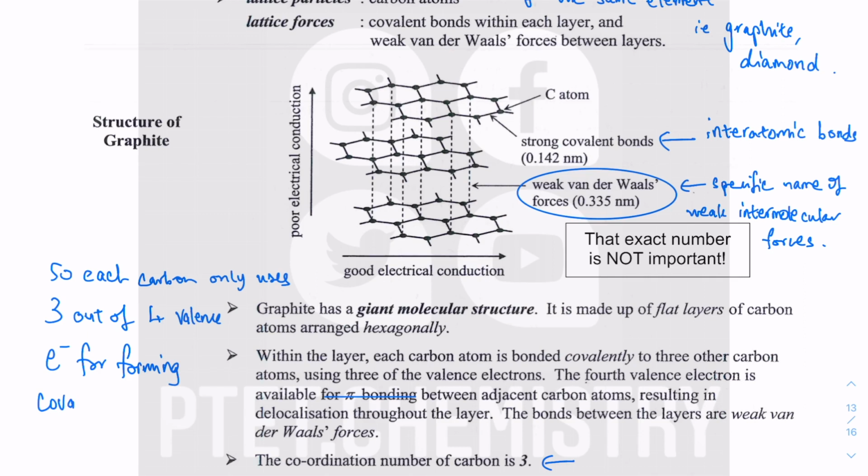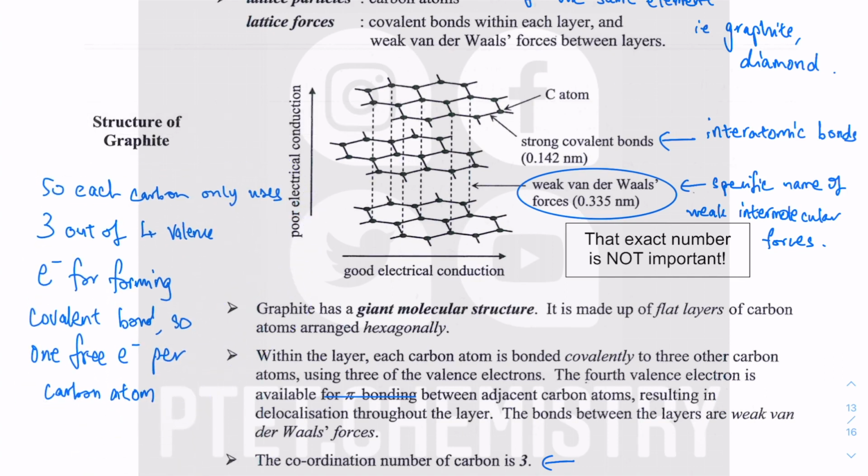So what happened to the other electron then? There is 1 free electron per carbon atom. Throughout the whole layer structure, you have 1 free electron per carbon atom. Each of these carbon atoms has 1 free electron. So guess what? Free electrons, therefore, can conduct electricity along the layer, which is why electrical current can be conducted very well along the horizontal layer.